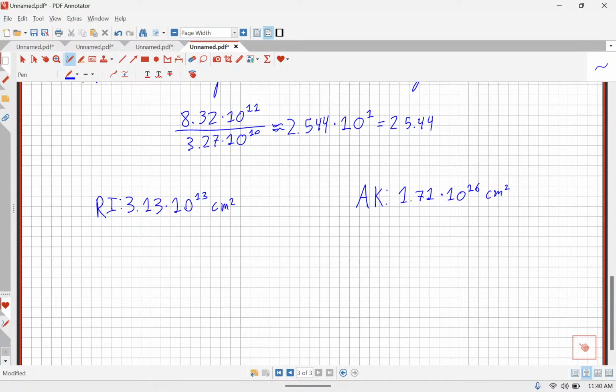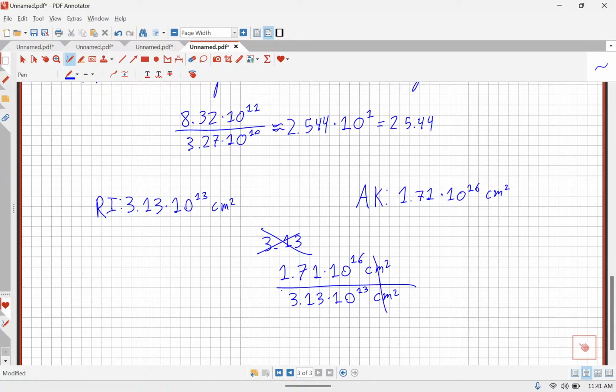Well, it should work. Hold on. I think maybe what you're doing is you're trying to do too many steps at once. Let's start with step one. At the end of the day, this is a division problem. What am I dividing by what? 3.1. No, you're dividing 1.71 times 10 to the 16 centimeters squared by 3.13 times 10 to the 13.